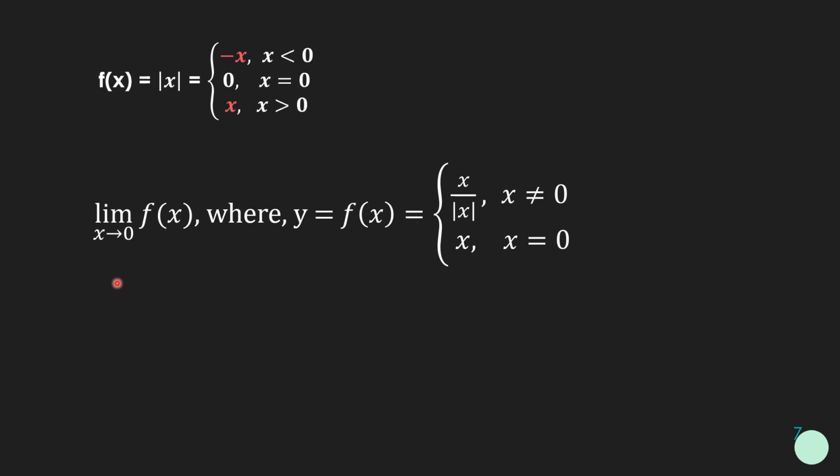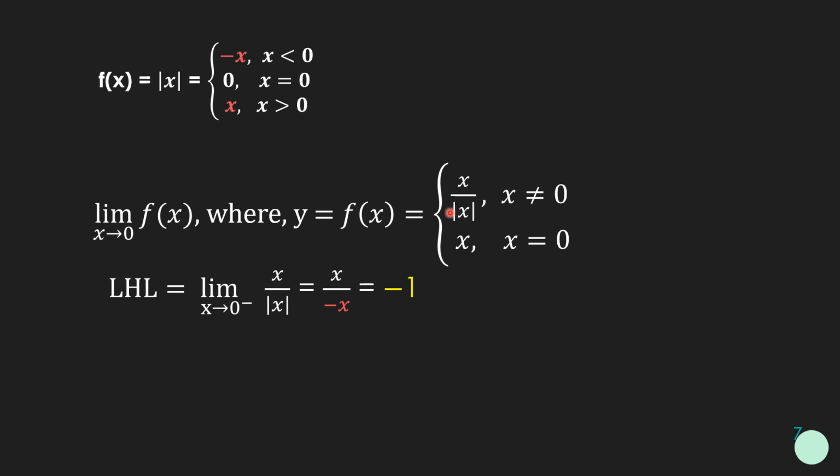Therefore, to find LHL, we will write left-hand limit LHL equals limit x over mod x as x approaches 0 negative will be x over minus x. Now why minus x? Because see here, when x approaches 0 from left side or from negative side, mod x is negative. Therefore here it is minus x. So x over minus x is minus 1.